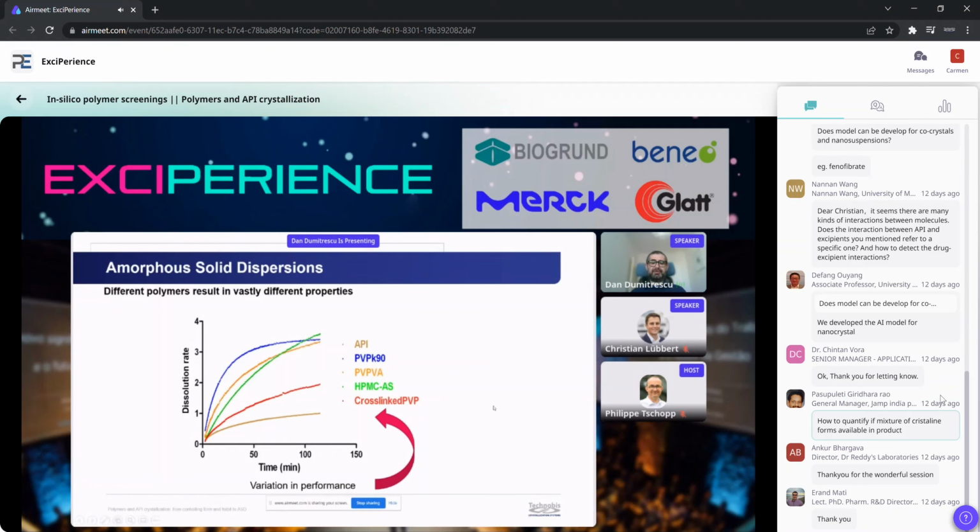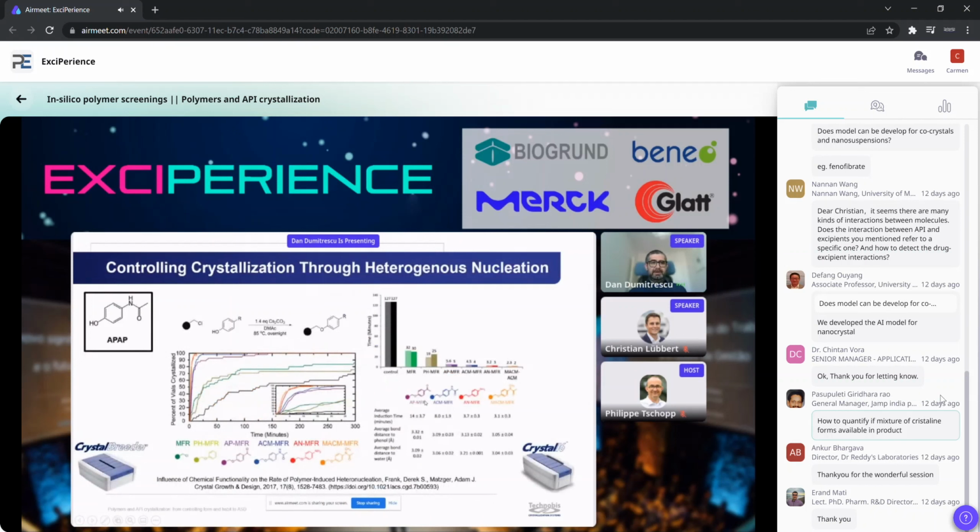For example, dissolution rate. You can have a faster dissolution. You can have controlled drug release, all as a function of your API and your polymer. But you can use polymers not only to design amorphous solid dispersions, but also to control small molecule crystallization. And one such example was done by the Master group, where they used Merrifield resin beads as heterogeneous nucleation agents in order to control the crystallization of paracetamol, acetaminophen.